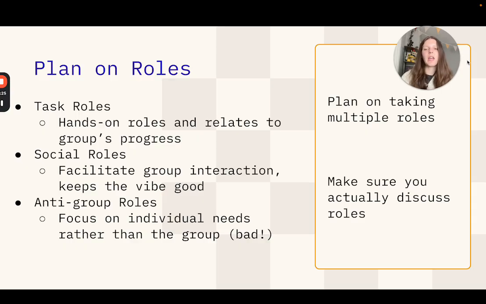And then last is the anti-group roles. We want to avoid these roles. Do not give someone this kind of role. When we assign roles, we assign task roles and social roles, not anti-group roles. Anti-group roles focus on individual needs rather than the group. So a person who's focusing on what they need out of the group rather than what the group needs from them.